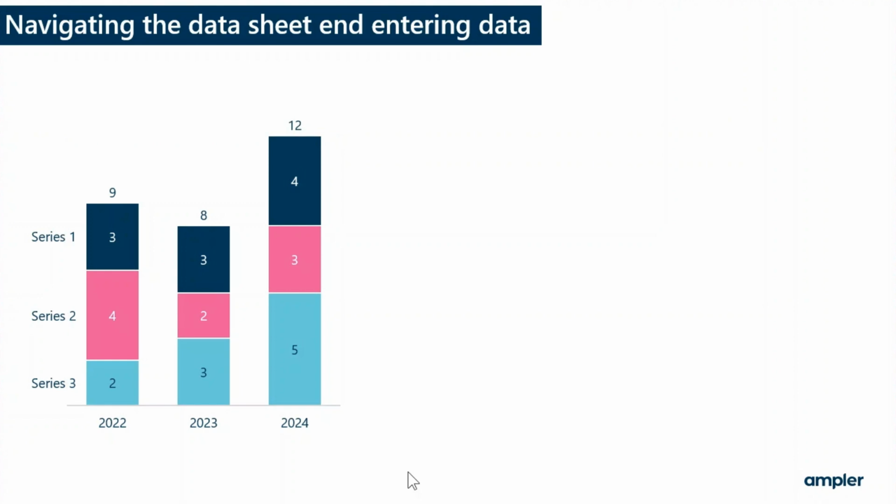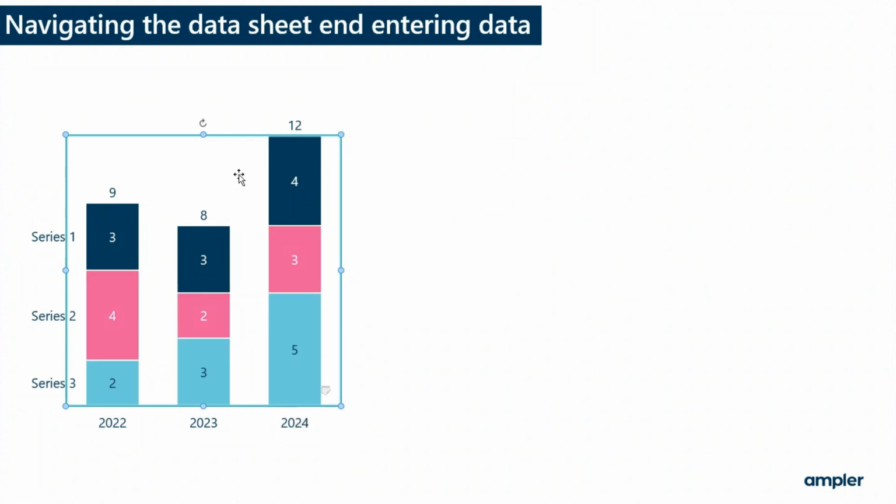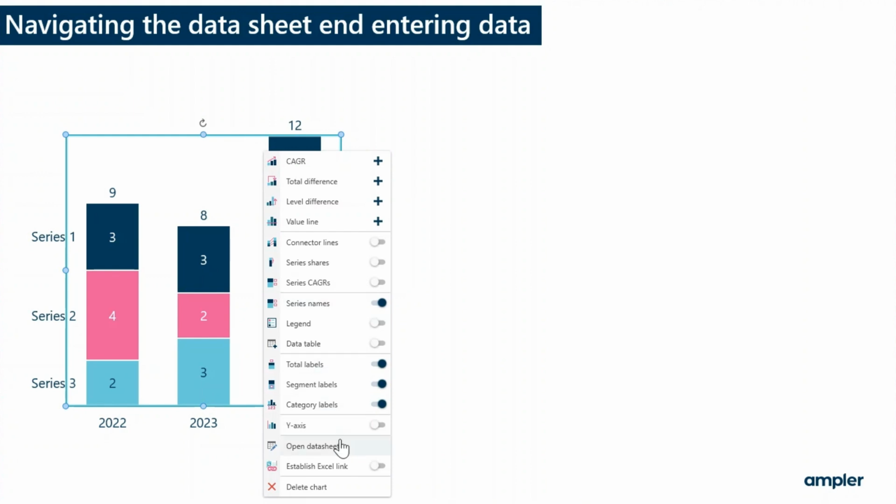All charts have an associated datasheet. The datasheet can be opened in three different ways. 1. Select the chart and hit Edit Data in Excel. 2. Double-click anywhere on the chart area. Or 3. Right-click on the chart area and select Open Datasheet from the context menu.